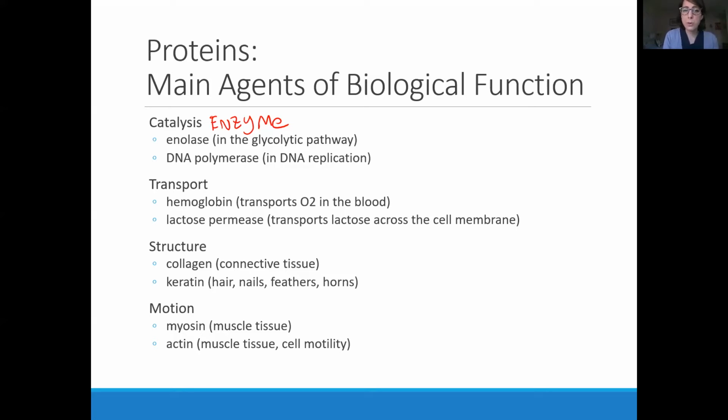Proteins also help with motion. So myosin and actin are both proteins of different structure that help make muscle tissue. They help us with movement. Actin also helps at a very cellular level with the movement of cells.